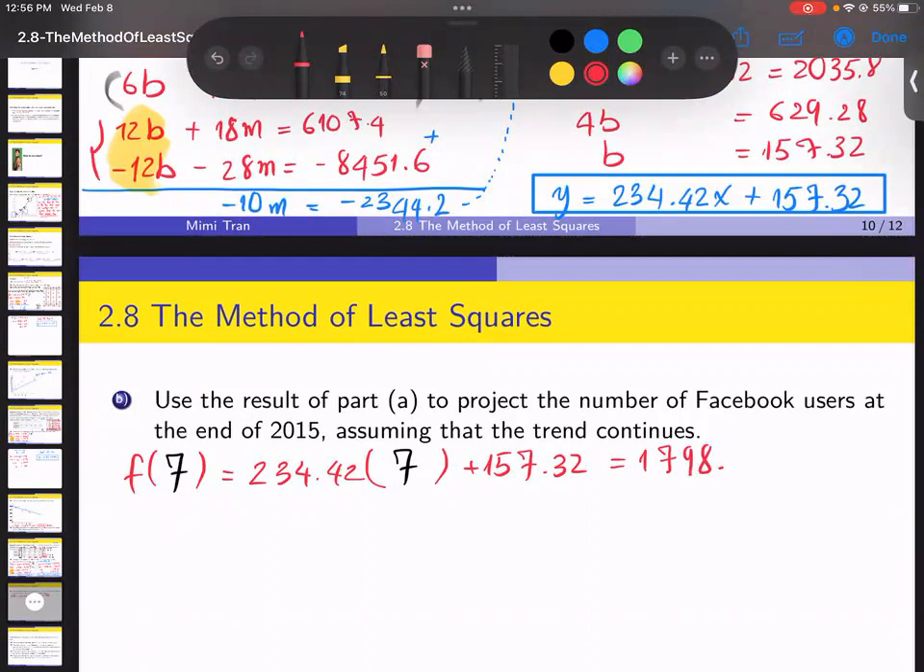0.26 million users. It's in millions, right? It's crazy, yeah. Million users. Wow, a lot of users that we know of.